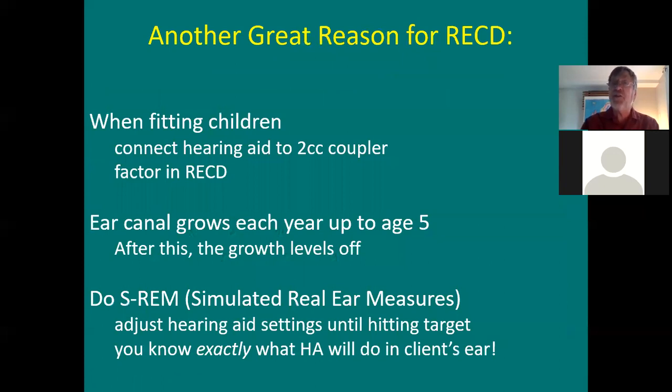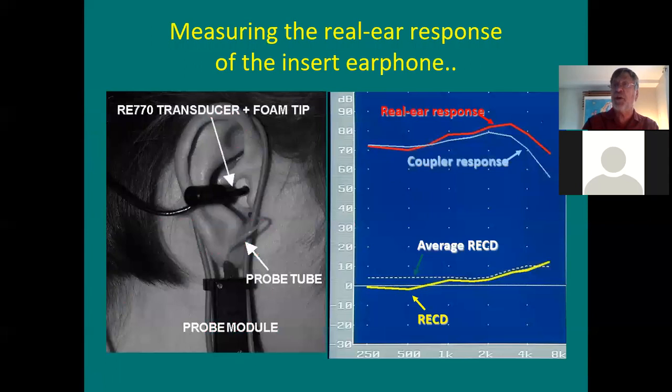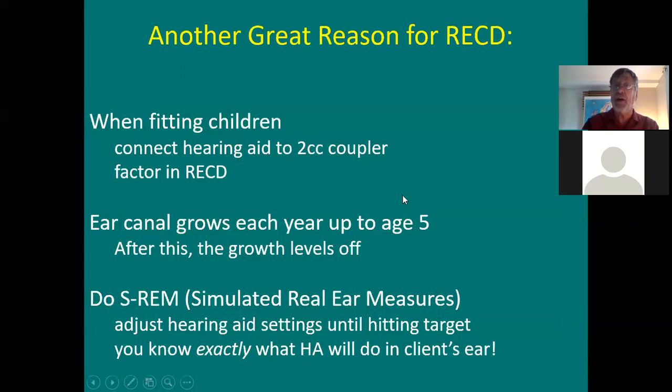Another great reason for measuring RECD is when fitting children. But you've got some squawking, screaming kid. If you can just get his RECD, you can send him home. Because then you can put the hearing aid on a 2cc coupler, bring in the kid's thresholds, choose your fitting method, and then factor in RECD, and you'll know exactly what it's going to do in the kid's ear. Not bad, huh? Because kids have a smaller ear canal, it's more important to measure their RECD, because their RECD isn't going to be the average 5 and 10 dB like an adult. They call that SREM, simulated real ear measurement, mainly done with children.